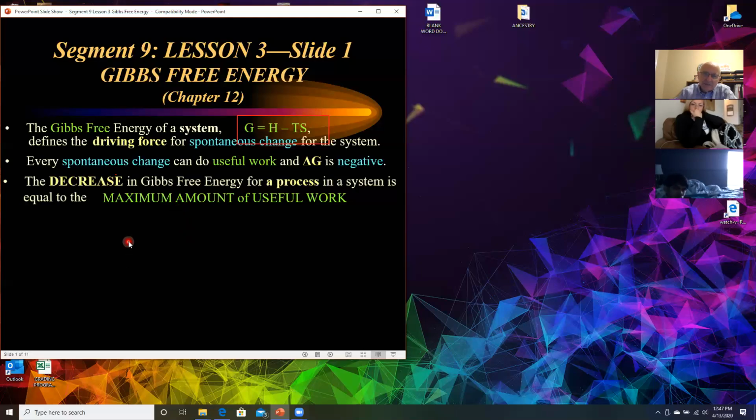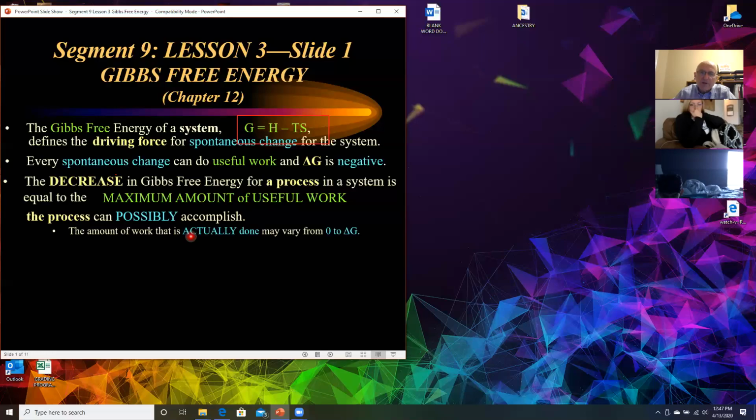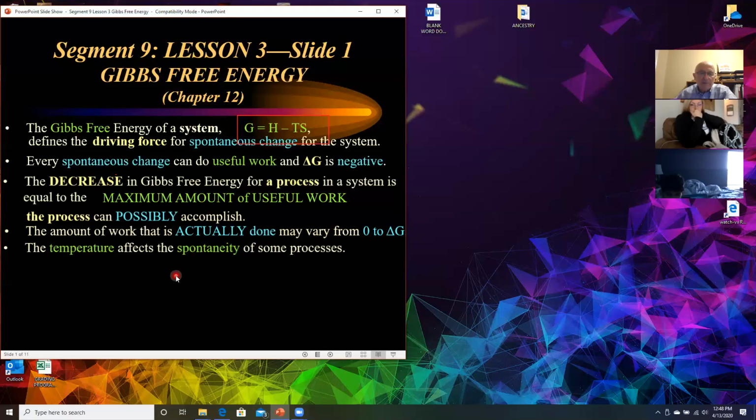So this is one of the best of all of the functions we've looked at, because it allows us to look at a process at constant temperature and pressure, the conditions we're apt to find in the lab, and we can determine whether there's work done or not, and how much is the maximum amount of work that can be done. So the amount of work you actually do can be anywhere from 0 up to delta G. It cannot be greater than delta G, though. That's going to be the limit.